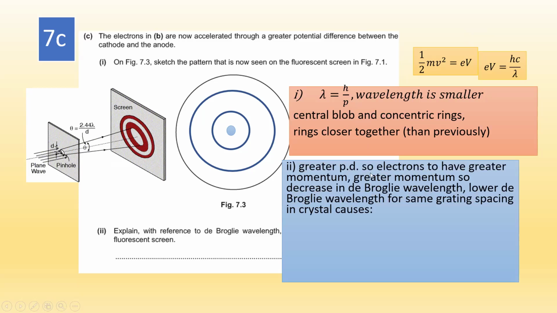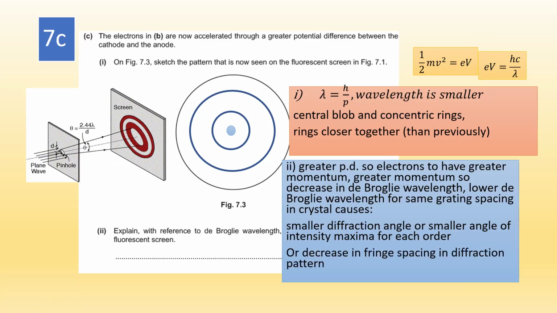Right? Greater PD, so electrons have greater momentum. Greater PD, greater momentum, so decrease in wavelength. Wavelength smaller. Lower de Broglie wavelength for the same diffraction grating spacing causes a smaller diffraction angle, or smaller angle of intensity maximum in each order. Decrease in fringe spacing in diffraction pattern. Okay?